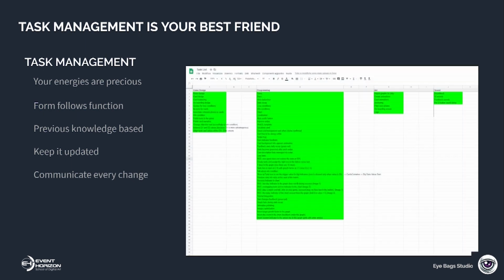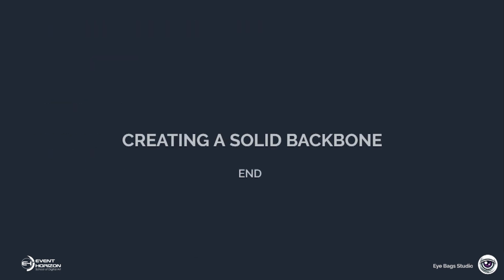This is our final task list of the project. As you can see, there are more tasks compared to the initial one, because you can't predict everything at the start of the project. Using all the techniques that I've shown, you will have a green task list like ours, so your project will be finished and you will be very happy about it. This second lesson, how to create a solid game backbone, is finished.